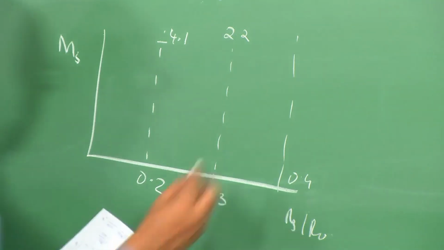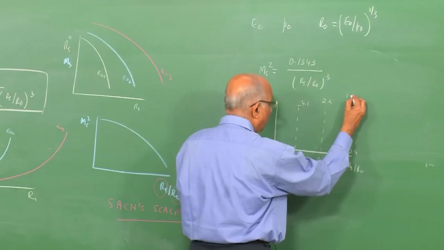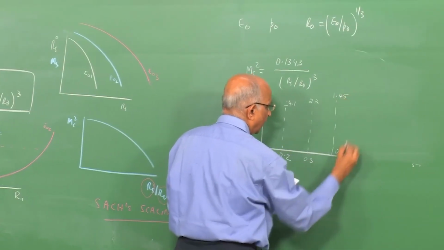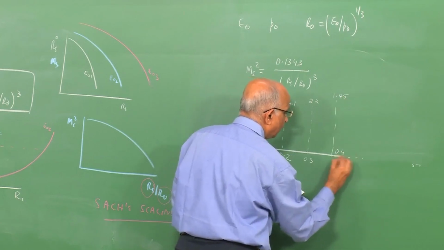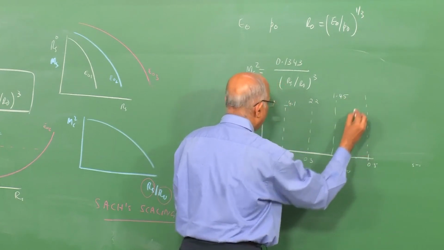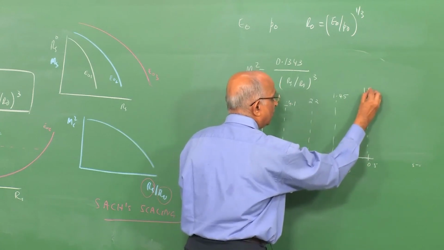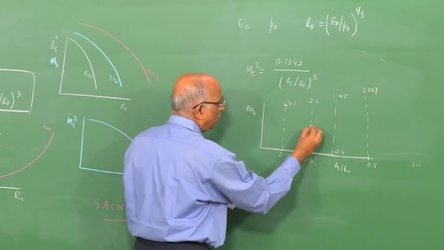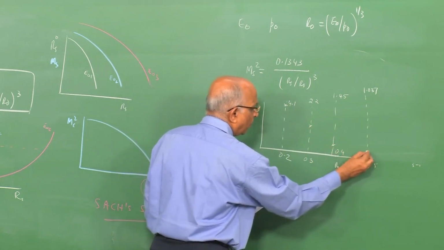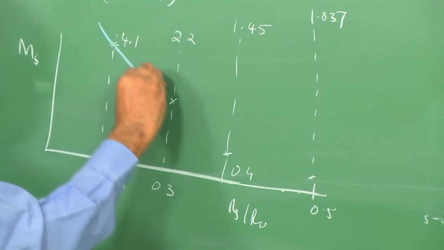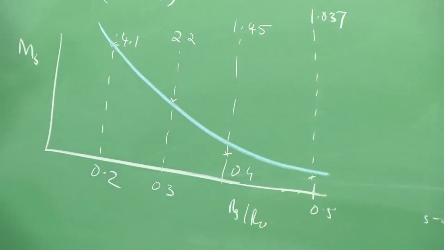When it is 0.4, the value is 1.45, I am sorry, and when it is 0.5, the Mach number is 1.037. In other words, 4.1, 2.2, 1.45, 1.037, and therefore, this is my Mach number distribution.